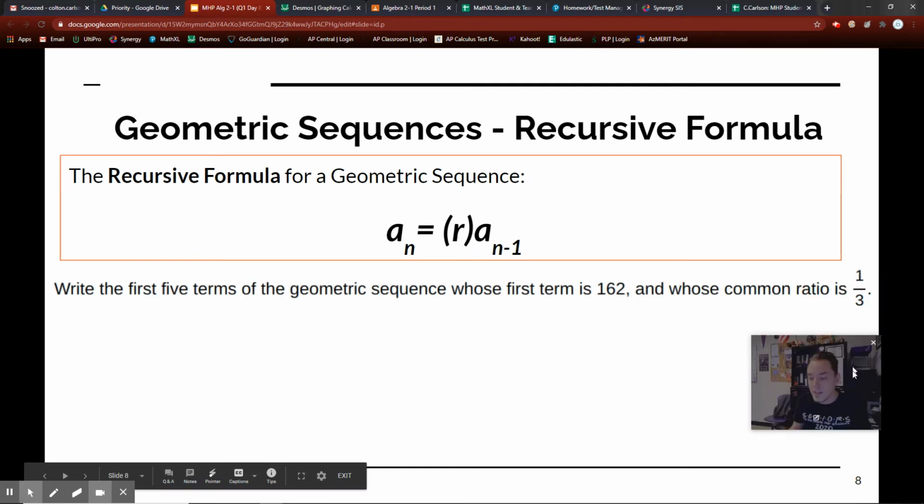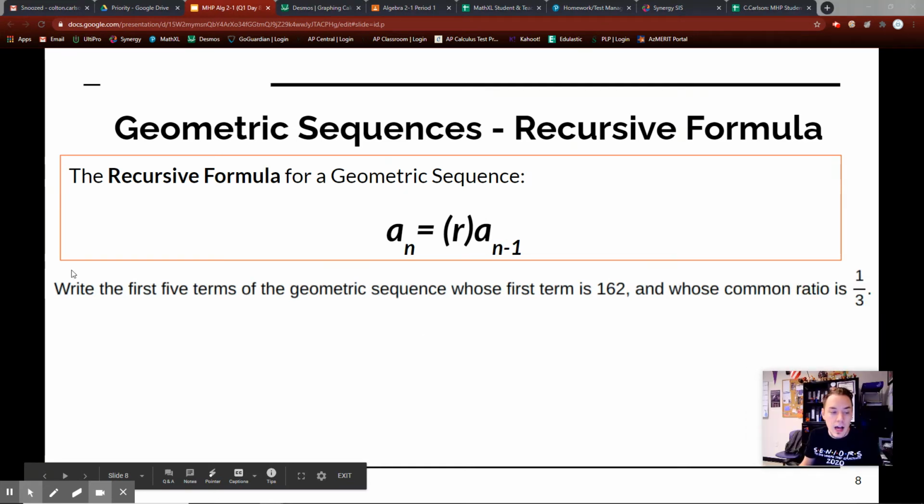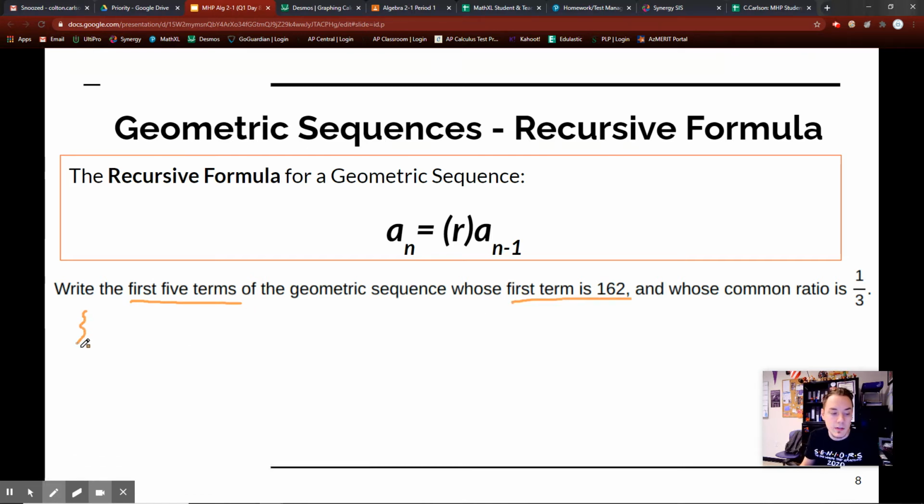So I have this. I have the first 5 terms of a geometric sequence whose first term is 162. So I'm going to write that down: a sub 1 equals 162. And then whose common ratio is 1/3. So I'm going to put r equals 1/3, not d, but r equals 1/3. How can I do this?